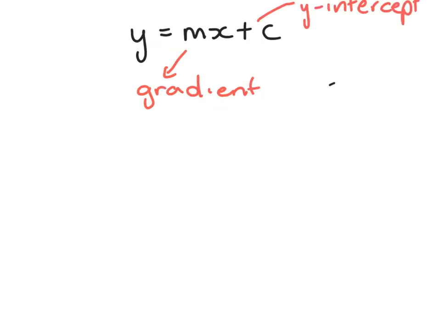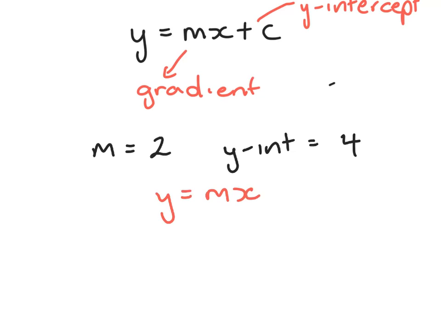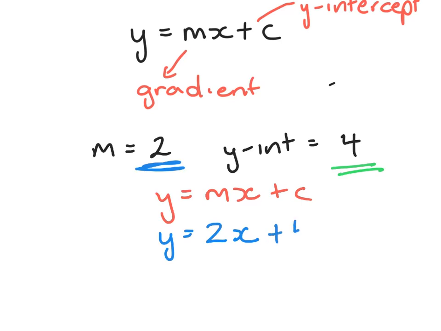Therefore, if I was asked to write the equation of a line that had a gradient of 2 and a y-intercept equal to 4, I could do the following. I know that the line can be in the format y equals mx plus c. The gradient is 2, so I have y equals, instead of m, I write 2x, and my y-intercept is 4, which is, of course, positive 4. So the equation of this line is y equals 2x plus 4.